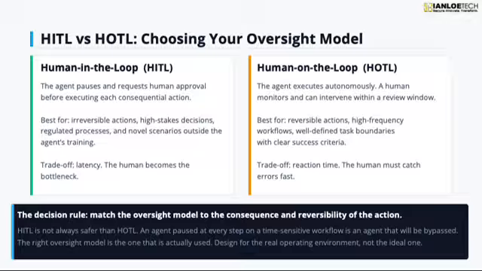If an agent operating in HOTL mode takes a wrong action, the monitoring human must catch it before it compounds. That requires real monitoring infrastructure, not a human nominally assigned to watch a dashboard. The decision rule: HITL is not automatically safer than HOTL. An agent paused at every step in a time-sensitive workflow is an agent that will be bypassed by the people trying to get work done. The right oversight model is the one that is actually used, designed for the real operating environment.